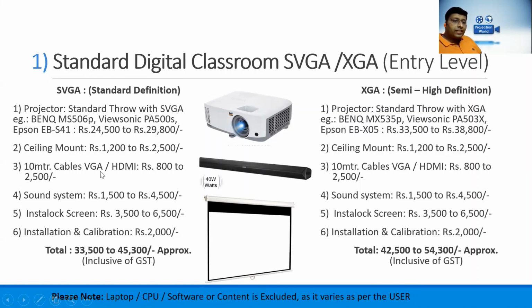Then 10 meters of VGA cable or HDMI cable. Then the sound system, which is basically optional. The sound system is important as per the room size. Whatever the room size, here I have taken speakers of 1500 to 4500 rupees. This is a sound bar which we are giving for 4500 with 40 watts output. It can cover a room size of say 25 feet to 30 feet. If you are playing any videos, you can get that sound experience also. The sound is also important.